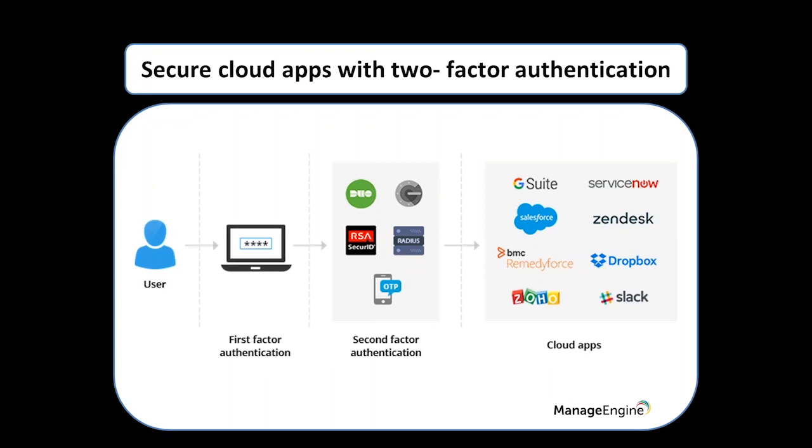So with the help of a secondary factor of authentication, like Duo Security, your Google Authenticator, RSA SecurID, RADIUS authentication, or a simple verification code sent to the user's email address or via SMS, you can secure access to these cloud applications. And this is for both the service provider as well as identity provider supported logins.